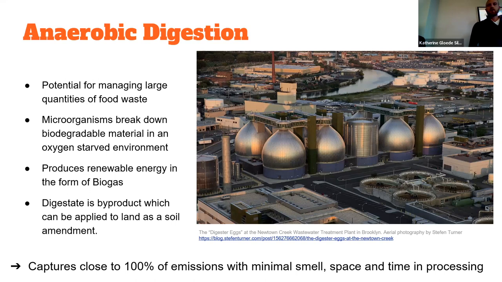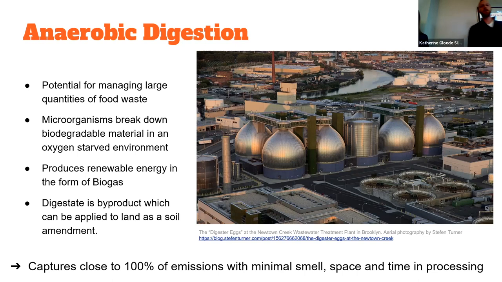Another process through which we can process our food waste is anaerobic digestion, which, as we know, New York City has in really large quantities. It handles everything from food scraps, fats, oils, and greases, biosolids, and other such food processing waste. Currently, the Queens curbside composting program is sending food waste to these egg-shaped digesters here in Newtown Creek.